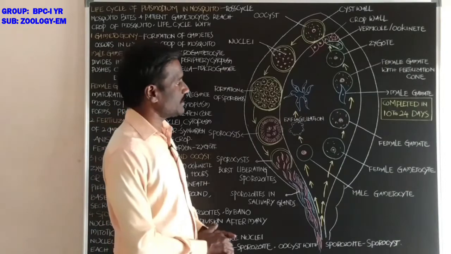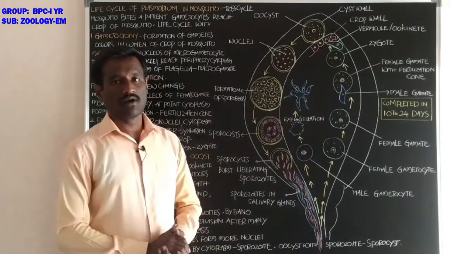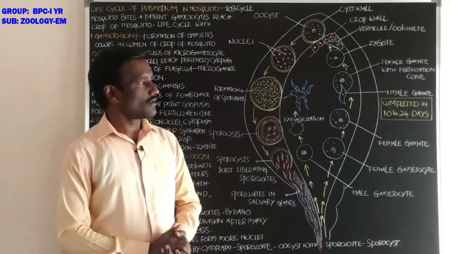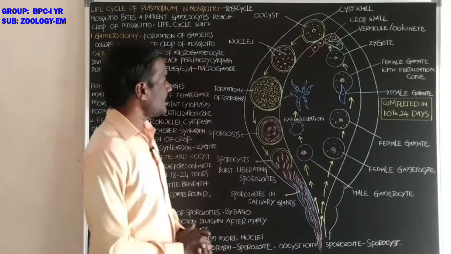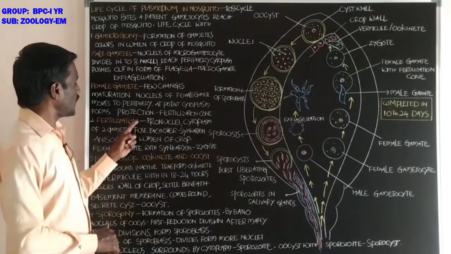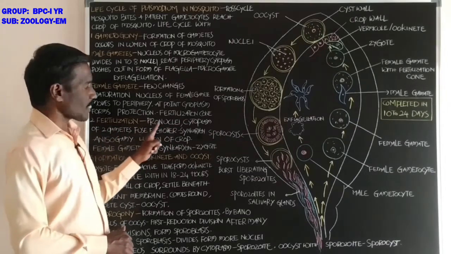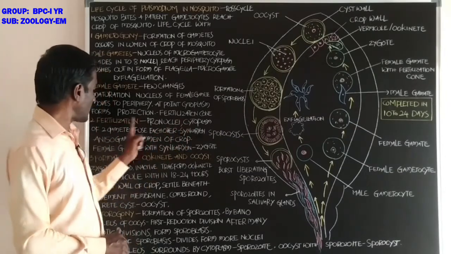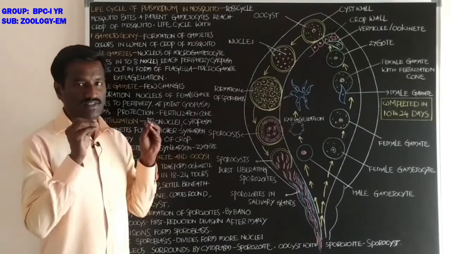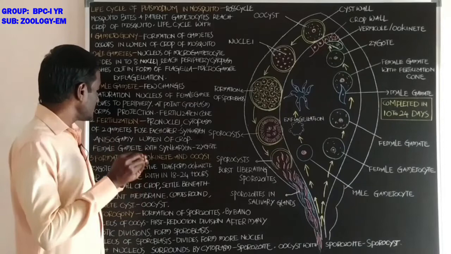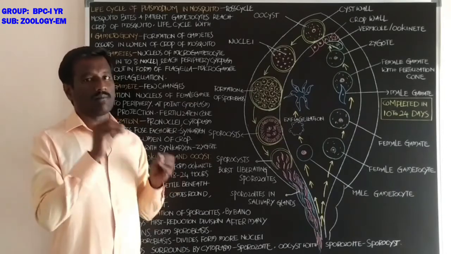Next, students, fertilization takes place between the male and the female gamete. It also occurs in the lumen of the crop of the female Anopheles mosquito. In this process, the pronuclei and cytoplasm of the two gametes fuse with each other and form the synchorion. The synchorion is present in the female gamete.